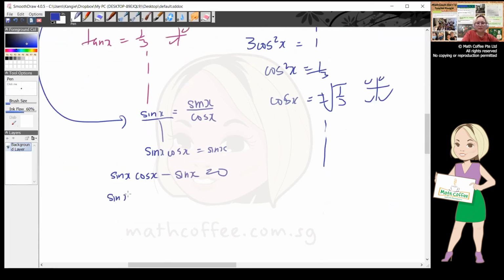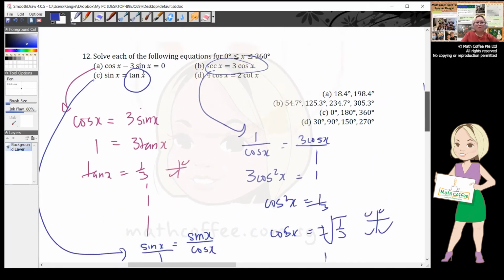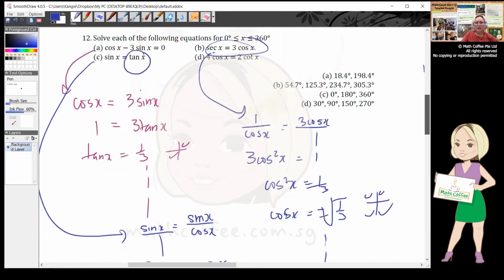Take out sine x. I will have cosine x minus 1 equals 0. So I have sine x equals 0 or cosine x equals 1, and then you can solve. Okay, so that's for part C. Now let's take a look at part D.